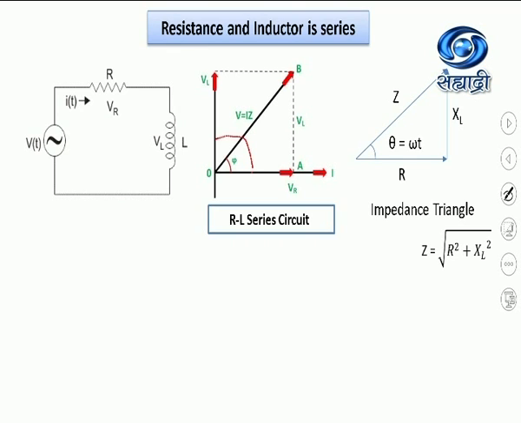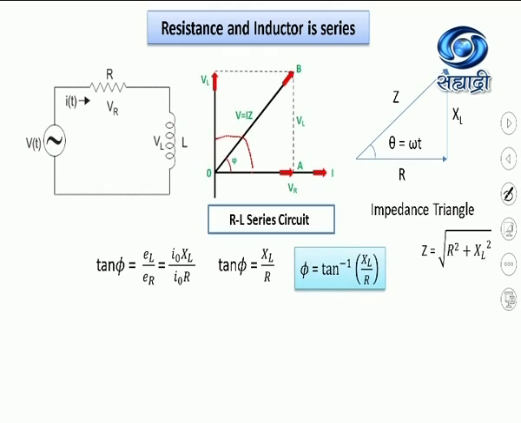Here Z will be root of R square plus XL square. It is so simple. For the LCR series circuit, it was Z is equal to root of R square plus (XL minus XC) whole square. Here the capacitance is not there, so XC is 0, and that's why Z is equal to root of R square plus XL square. So from this, tan phi will be EL upon ER. So we get tan phi is equal to XL upon R. So from this we get phi is equal to tan inverse of XL upon R.